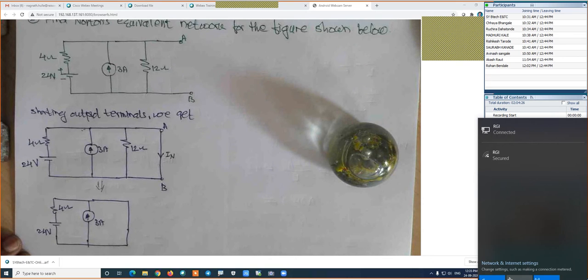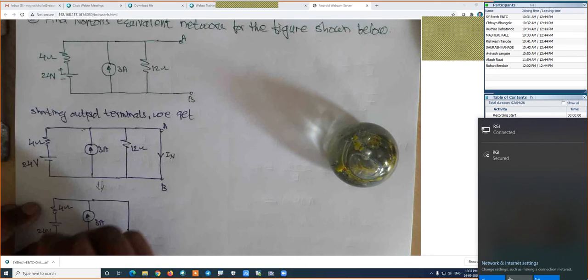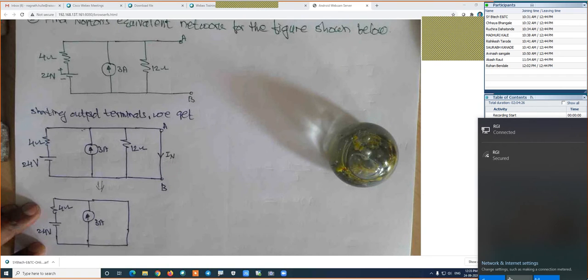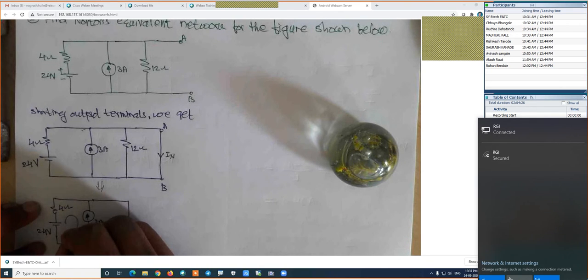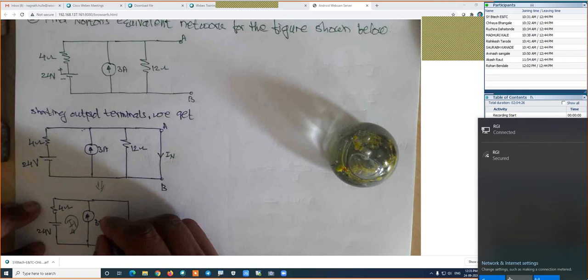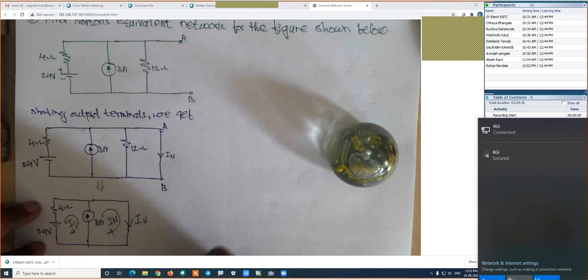Is it right? Now, in this case, I will use the mesh analysis. This is mesh 1 having its current I1. This is mesh 2 having its current as IN, because the current in the short circuit is IN, which is the Norton's current.